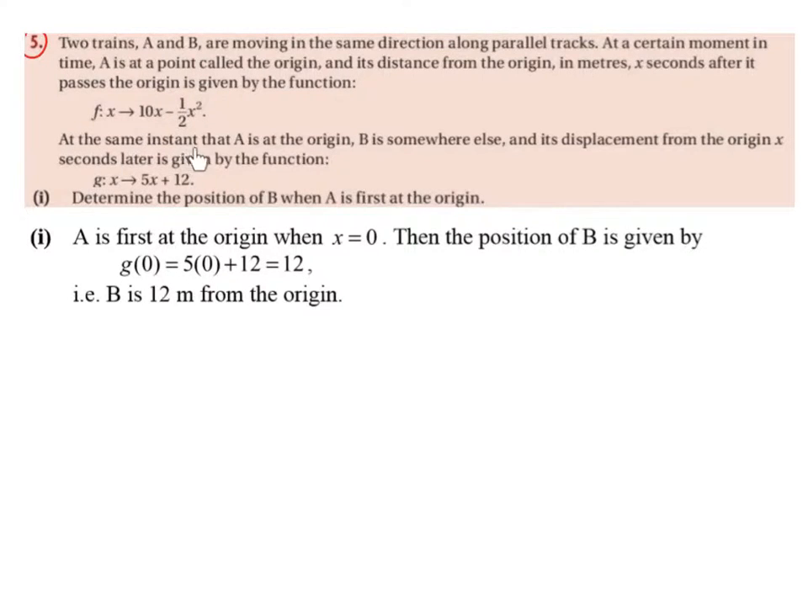At the same instant that A is at the origin, B is somewhere else, and its displacement from the origin x seconds later is given by the function g of x maps to 5x plus 12.